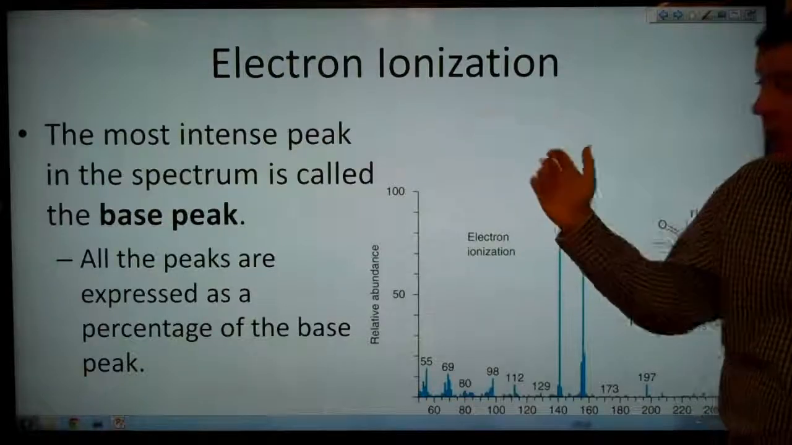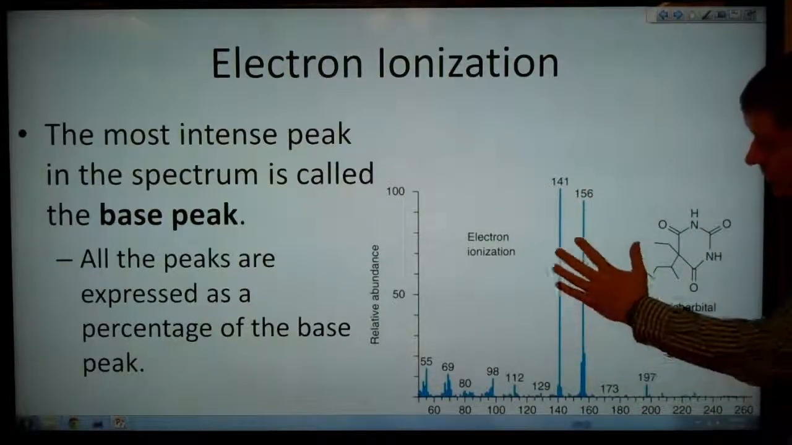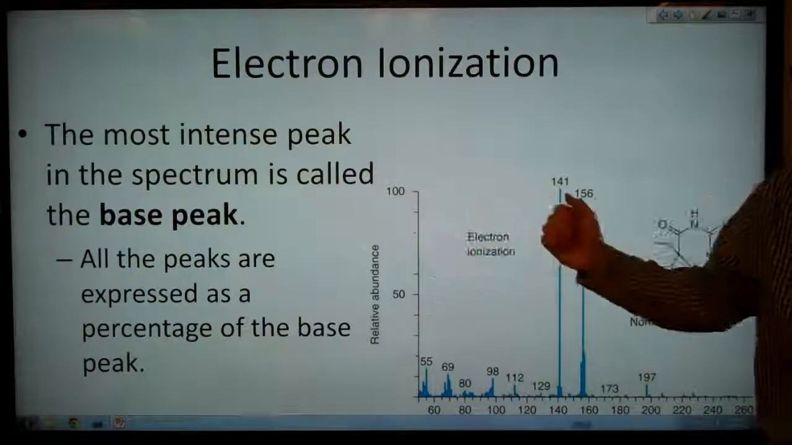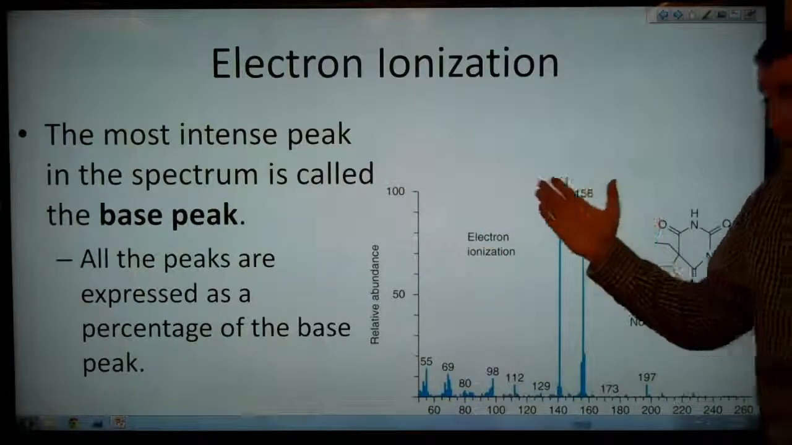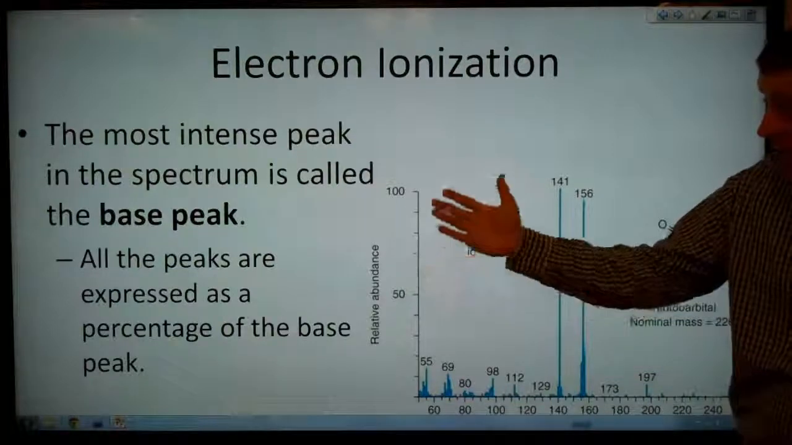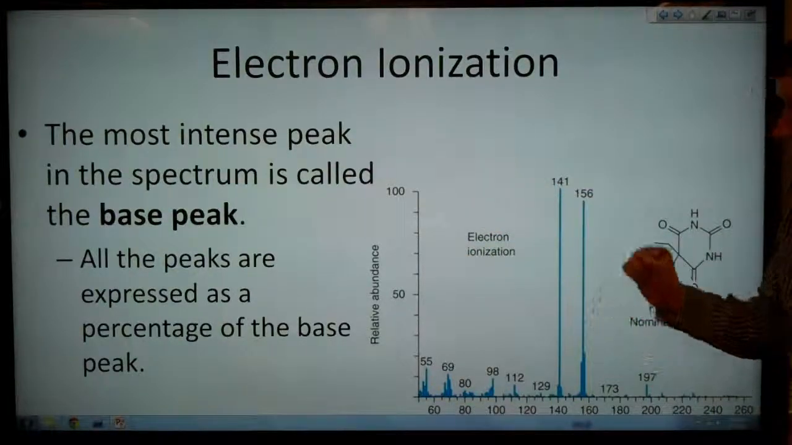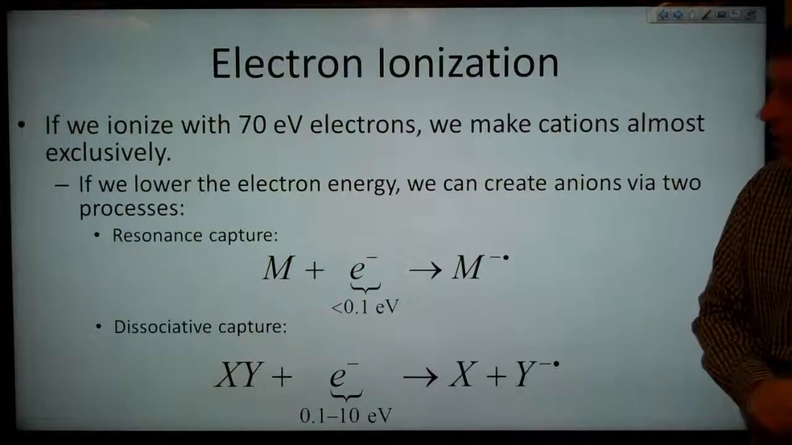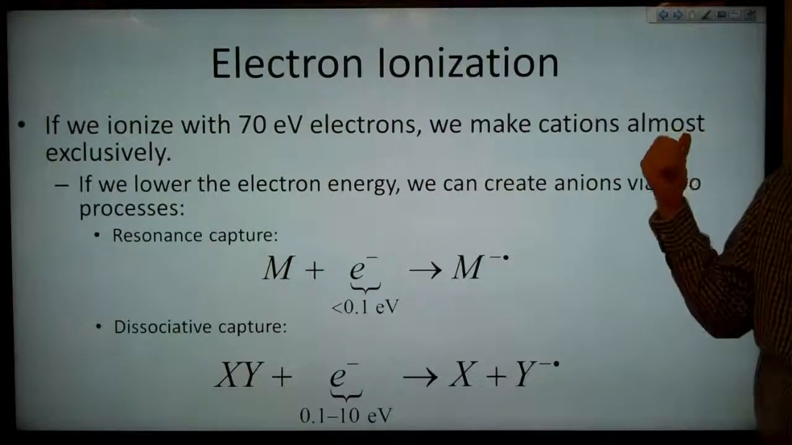The most intense peak in our spectrum is called the base peak, and in this case, it's going to be this peak at 141. All the peaks are expressed as a percentage of our base peak. So our base peak is listed at a relative abundance of 100%, and all the other ones are less than that. And if we ionize with 70 electron volt electrons, then we make cations almost exclusively.